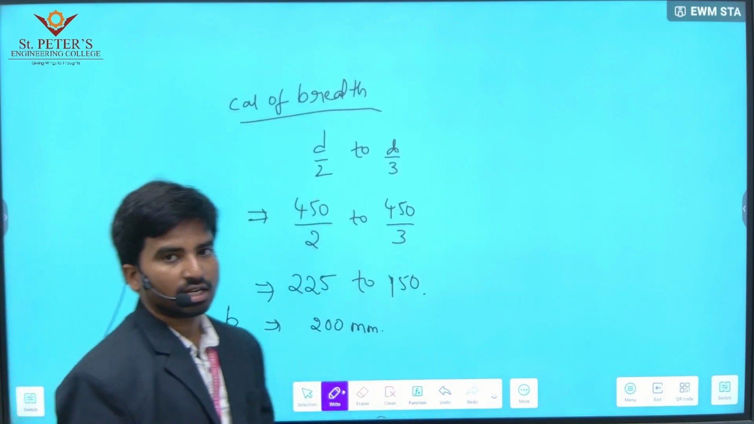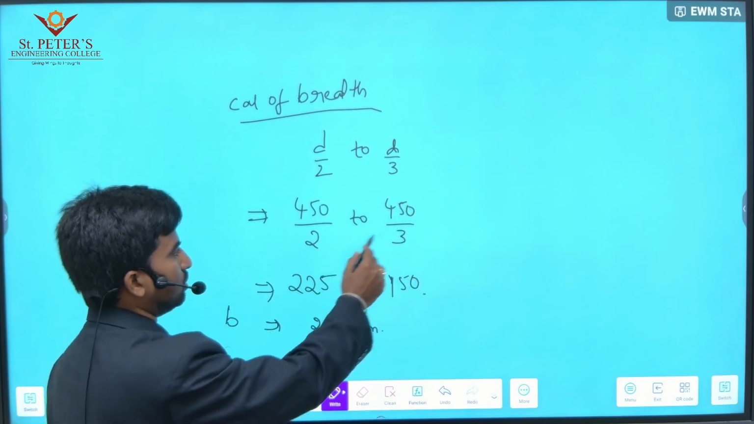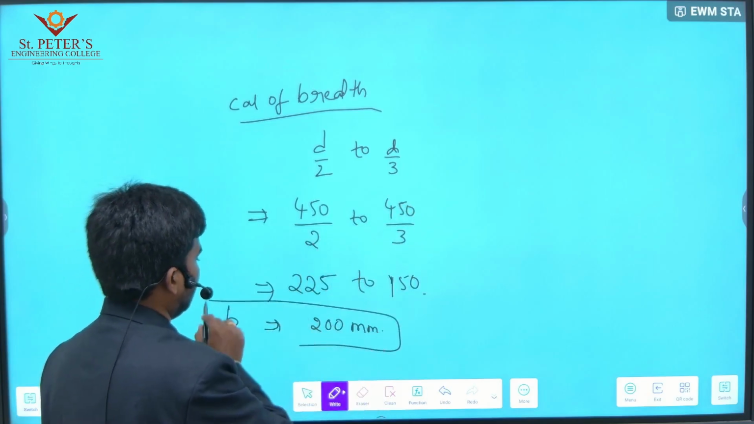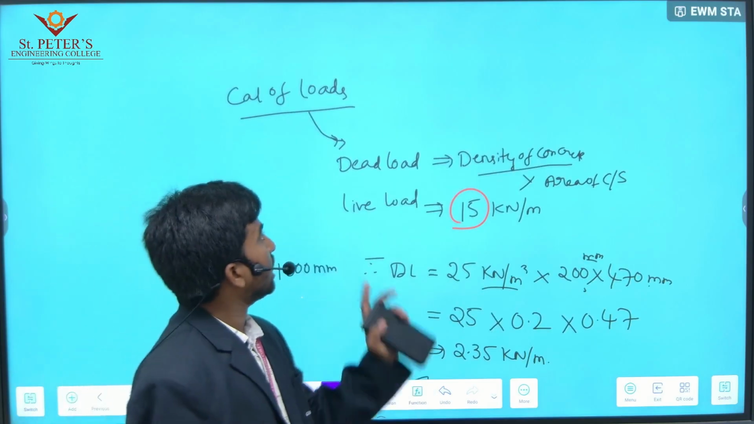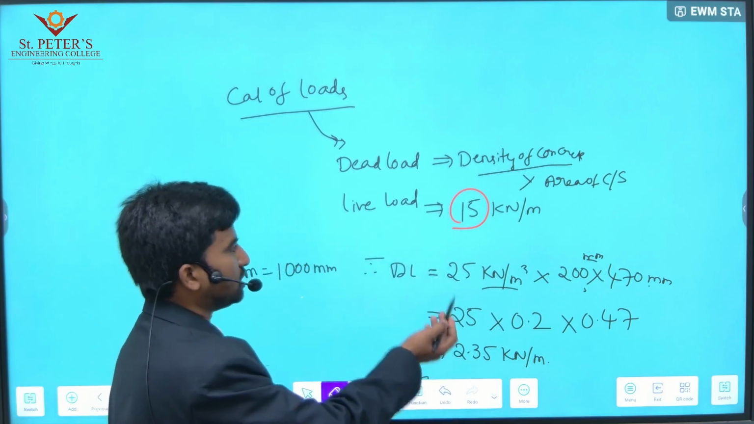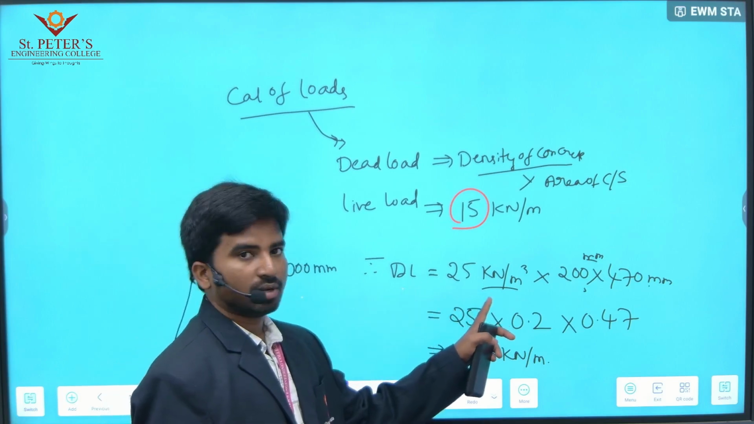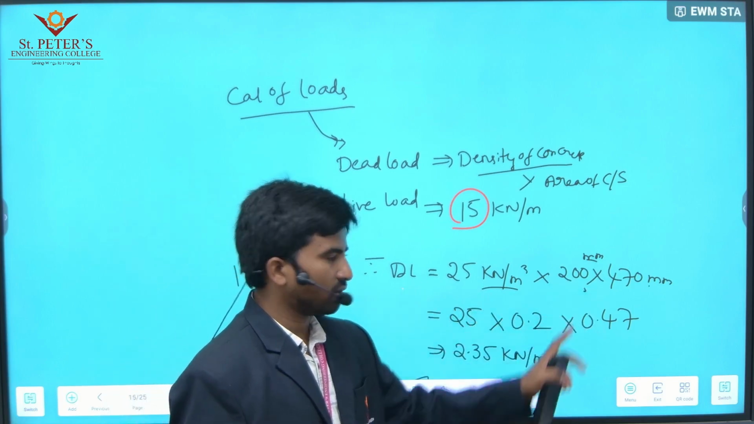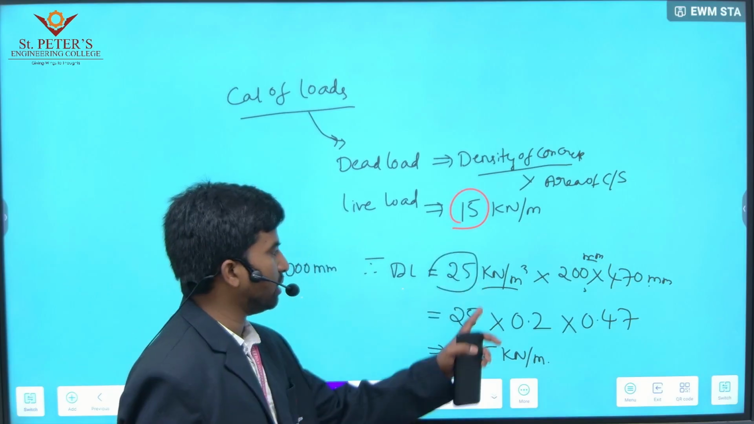Next step is calculation of breadth. D by 2 to D by 3, that is 450 to 150. So taking B is equal to 200. Next step is calculation of loads. Dead load plus live load is the total load. Dead load is nothing but density of concrete with area of cross section. The weight of concrete is 25 kN per meter cube.